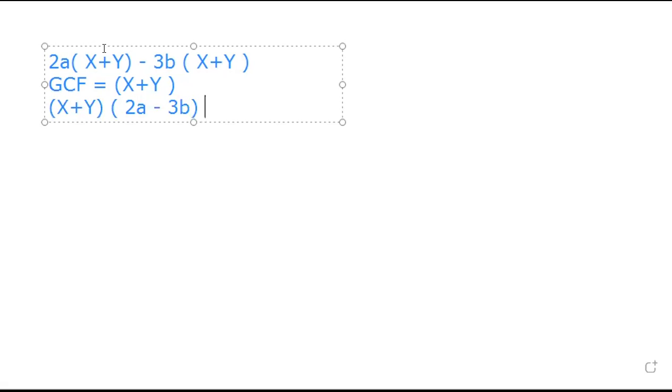So we have 2a(x plus y) minus 3b(x plus y). So in this case, we have already a common parentheses. Common, it's not just a number. So we have here a parentheses x plus y, and we have another parentheses x plus y. So we are going to choose it as a GCF. We will put the GCF outside, and then we will start to divide. Then it will be x plus y times 2a minus 3b.